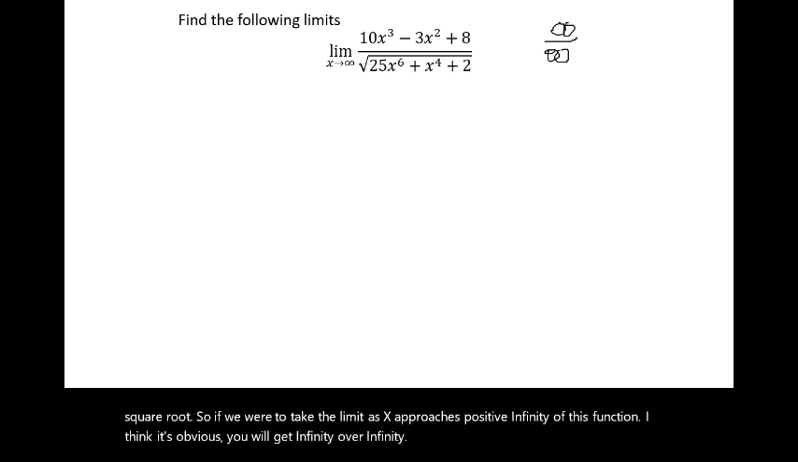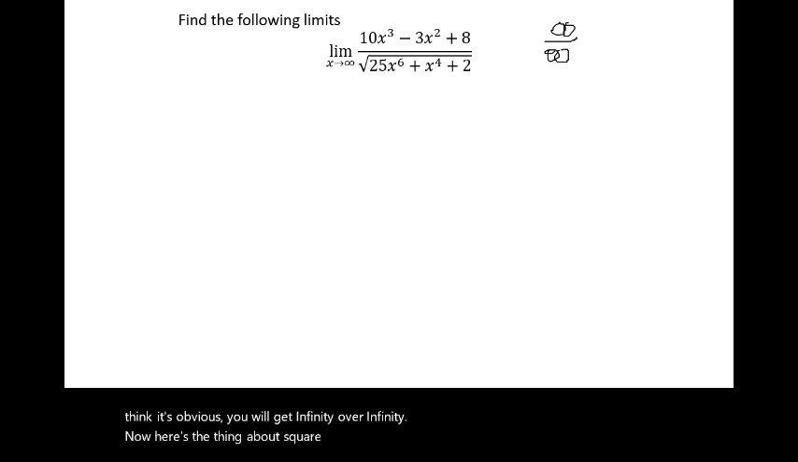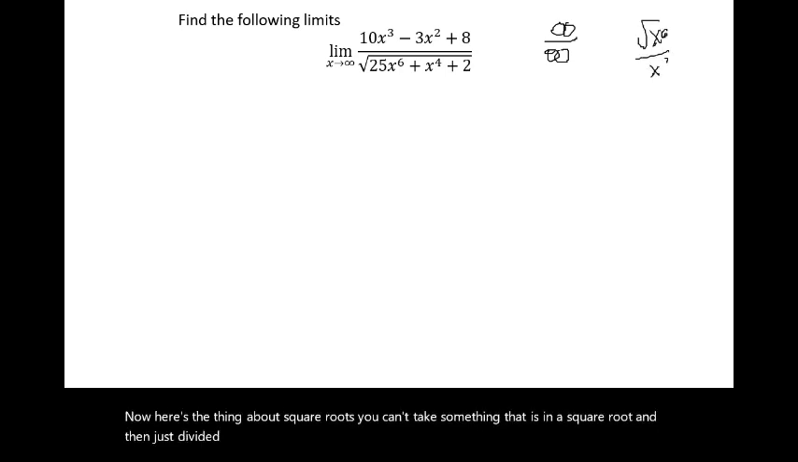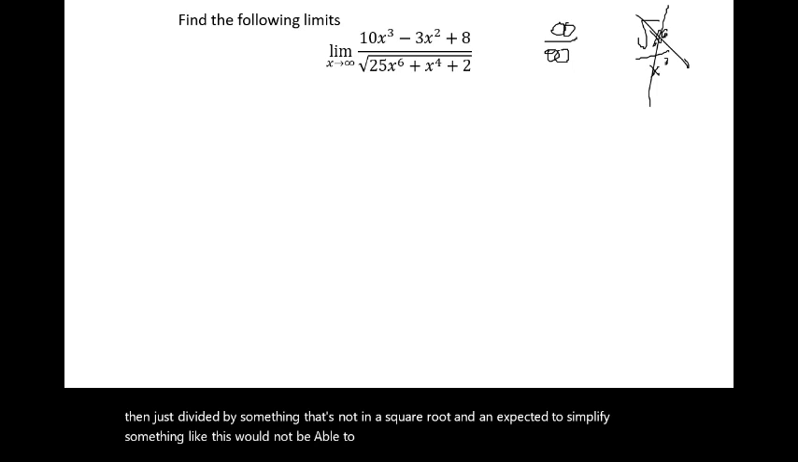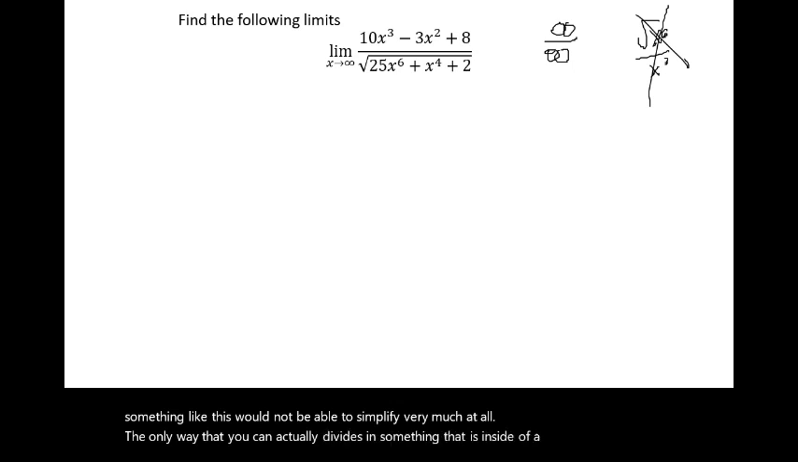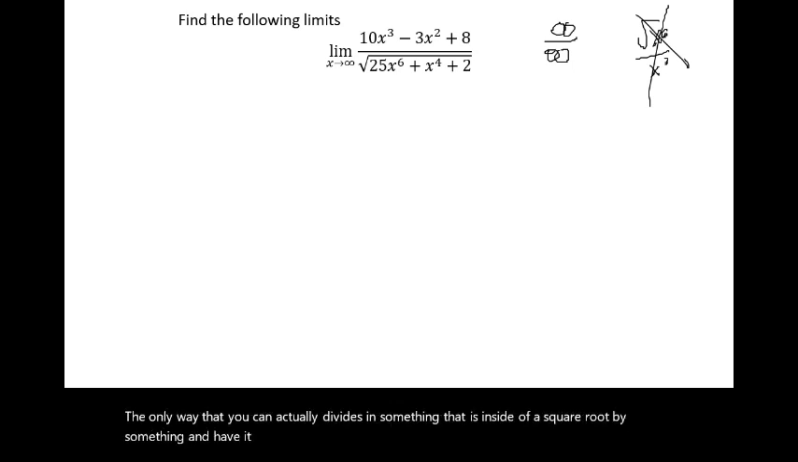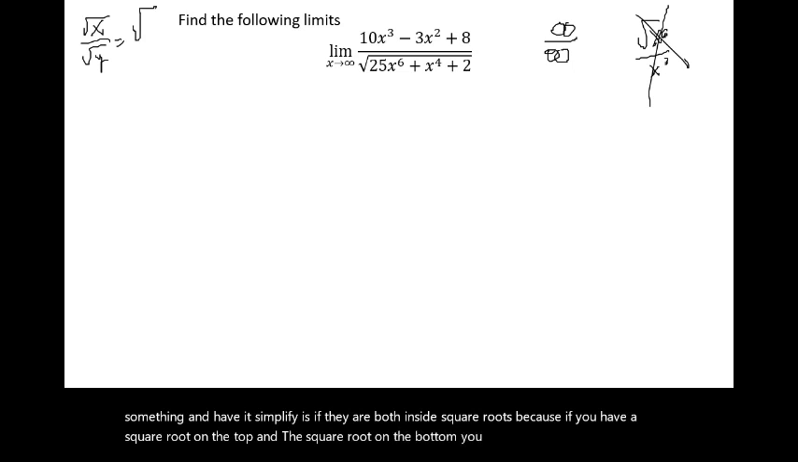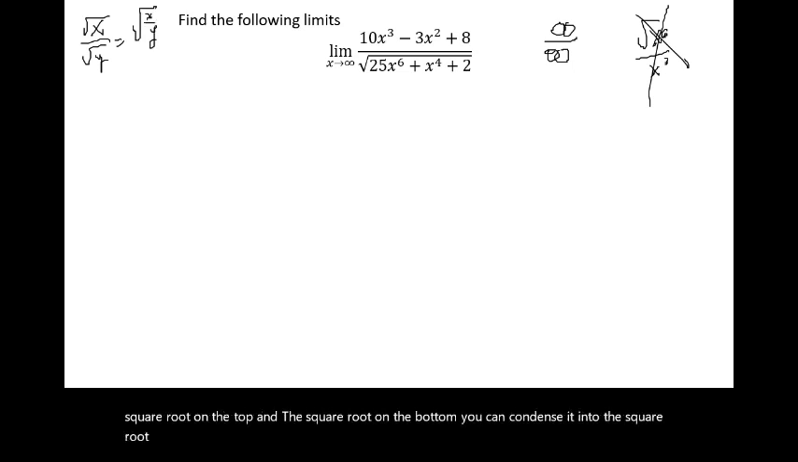Now, here's the thing about square roots. You can't take something that is in a square root and then just divide it by something that's not in a square root and expect it to simplify. Something like this would not be able to simplify very much at all. The only way that you can actually divide something that is inside of a square root by something and have it simplify is if they are both inside square roots. Because if you have a square root on the top and the square root on the bottom, you can condense it into the square root of the entire fraction x over y.